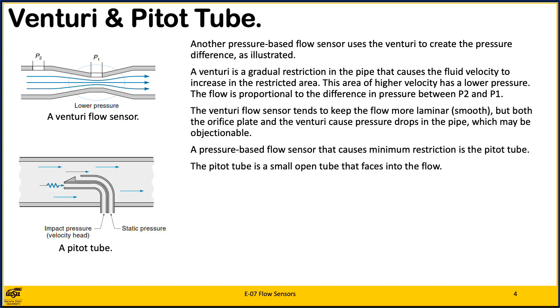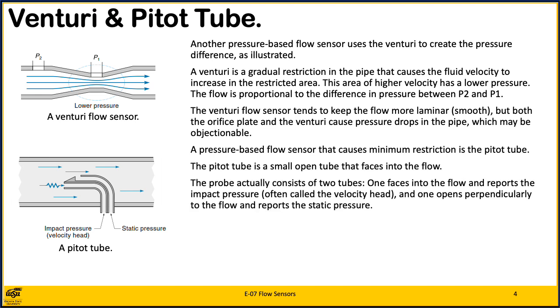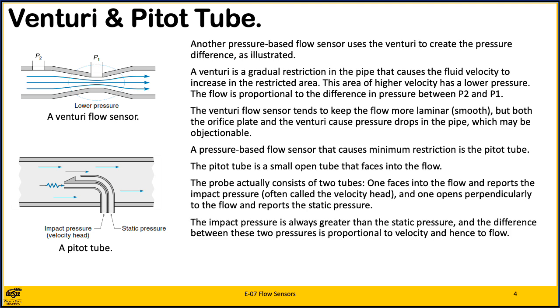The probe actually consists of two tubes. One faces into the flow and reports the impact pressure, often called the velocity head, and one opens perpendicularly to the flow and reports the static pressure. The impact pressure is always greater than the static pressure, and the difference between these two pressures is proportional to velocity and hence to flow. Common uses of the pitot tube are for aircraft and marine speed indicators.